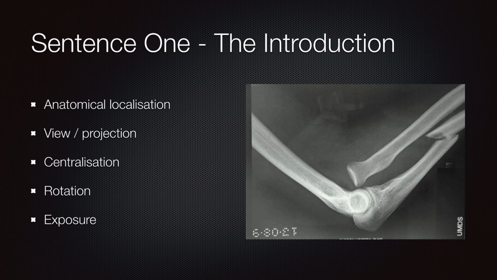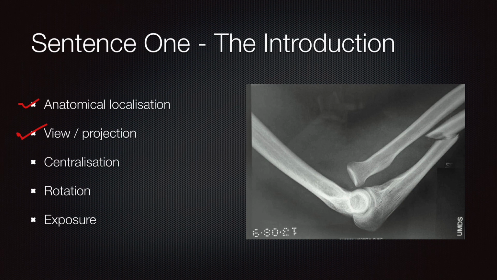So let us start on the 3-sentence format, where the first sentence is the introduction. The introduction first talks about the anatomical localization, which means you will talk about which joint is being pictured in the X-ray given to you. In this case, it is the elbow joint. This is the first point to be covered. The second point is the view or the projection in which the X-ray has been shot. That is, in this case, a lateral projection.